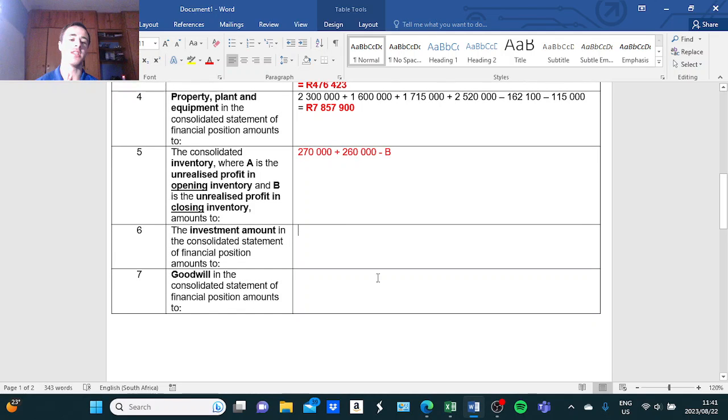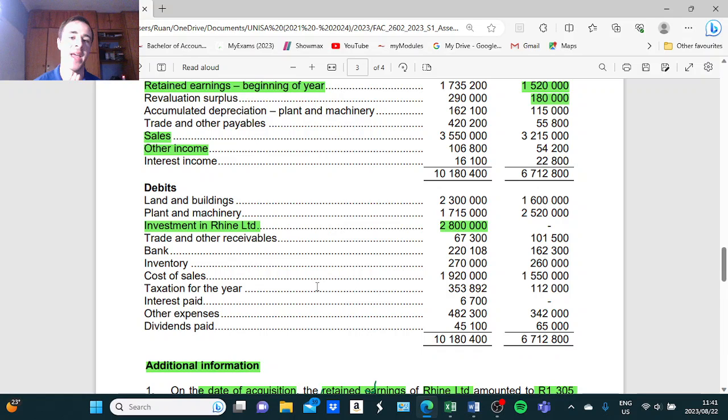Let's move on to question 6. The investment amount in the consolidated statement of financial position amounts to, the only investment line item that we have is the investment in Ryan Limited. As you should know, the investment in subsidiary from the group's perspective is a common item, which is eliminated at acquisition, as follows.